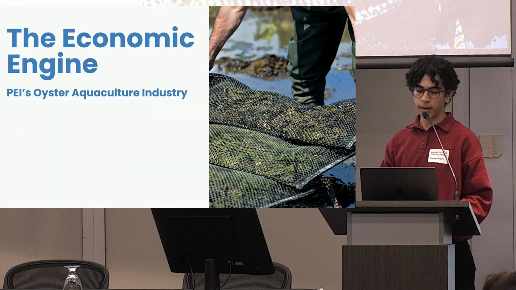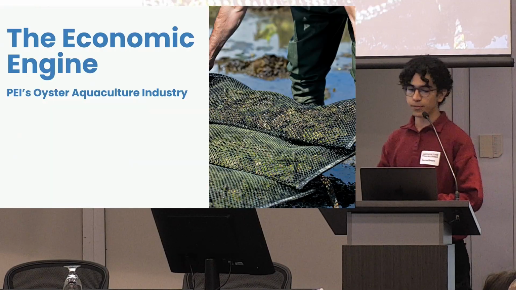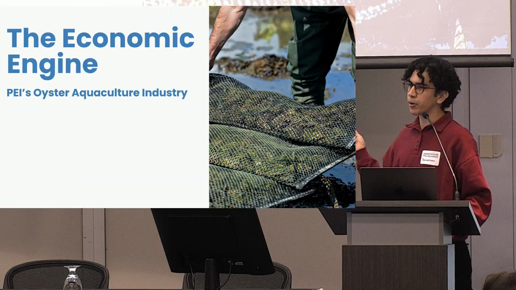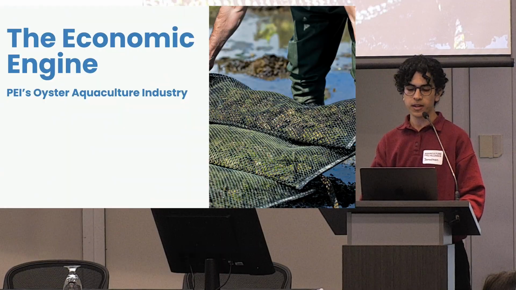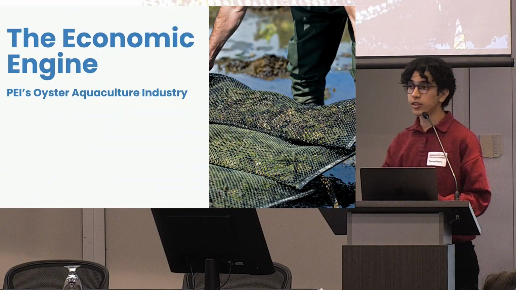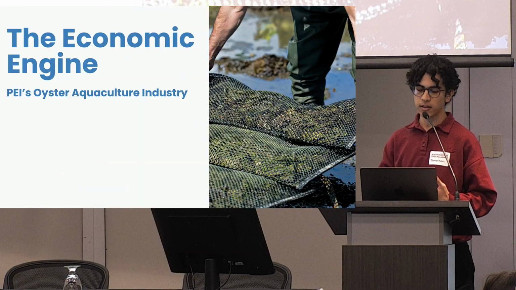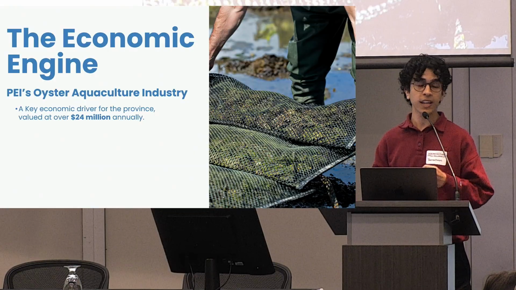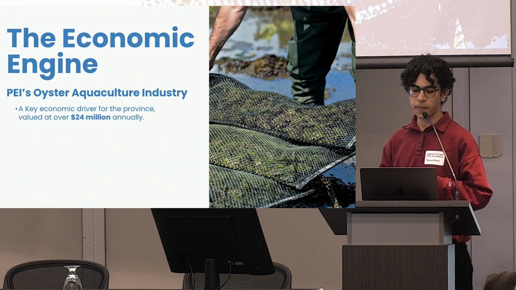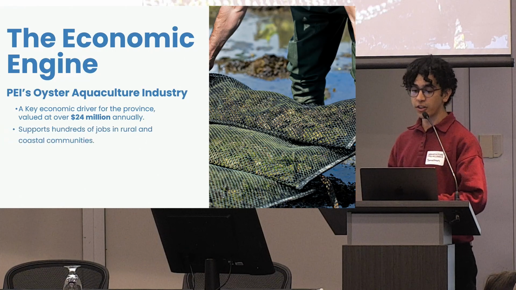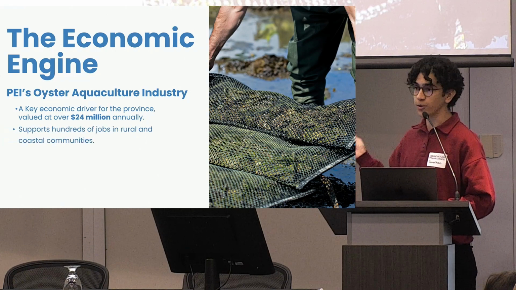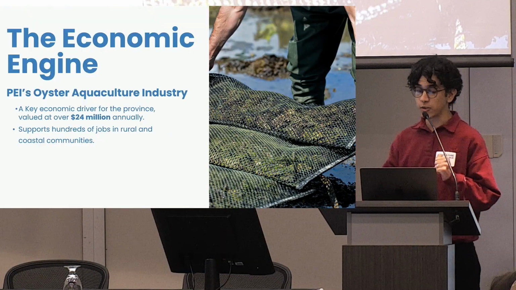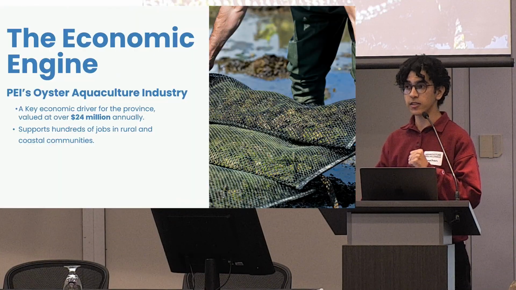But before we talk about the technology behind this project, I want to give you an introductory context and just talk about why this work is so important for our region. So as I mentioned before, in PEI, the oyster industry is basically woven into our identity. Financially speaking, it is a huge economic driver for the province, bringing in over $24 million every year. Additionally, it supports the jobs of hundreds of people in the rural and coastal communities that define the island. So we have this very important industry, but as we know, it faces a serious, persistent threat.